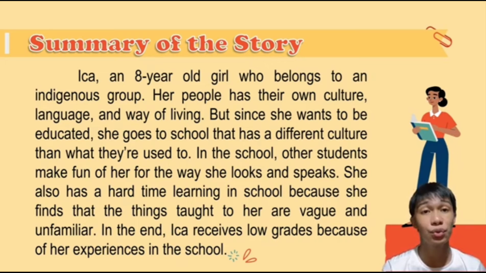In the school, other students make fun of her for the way she looks and speaks. She also has a hard time learning in school because she finds that the things taught to her are vague and unfamiliar. In the end, Ika receives low grades because of her experiences in the school. Although it is a fictional story, it depicts the situation of the majority of our indigenous children. They are treated as second-class citizens and have been pushed out of mainstream society. Furthermore, they are also challenged by a curriculum that has never considered them in the first place. They are being marginalized, being treated unfairly just because they come from a different culture.